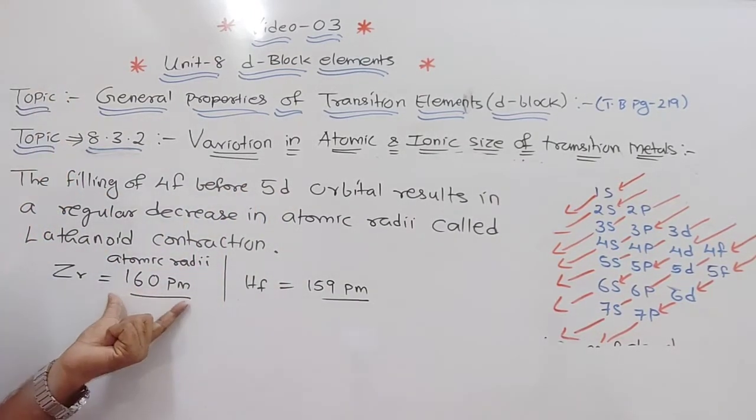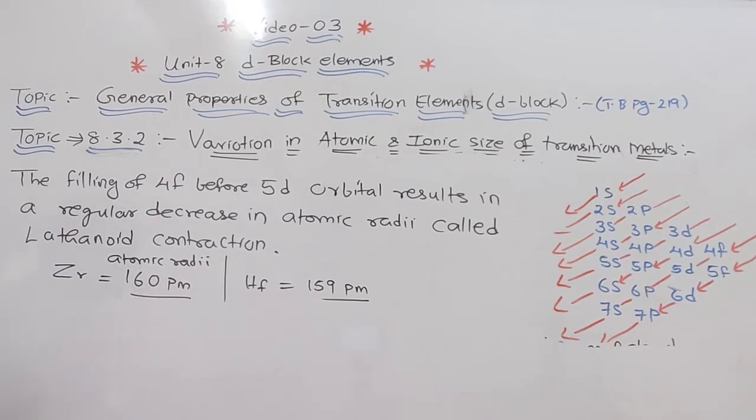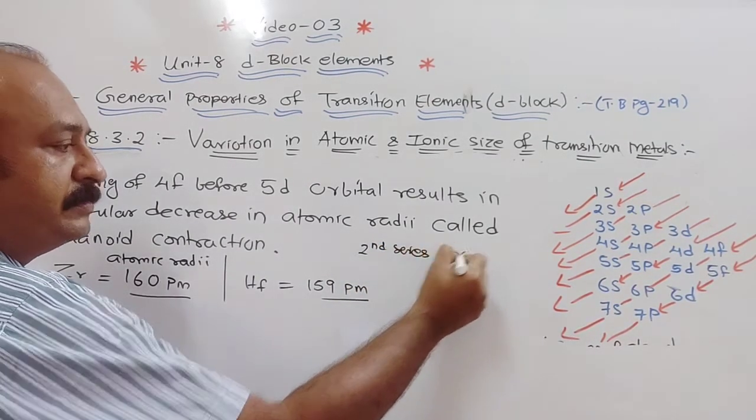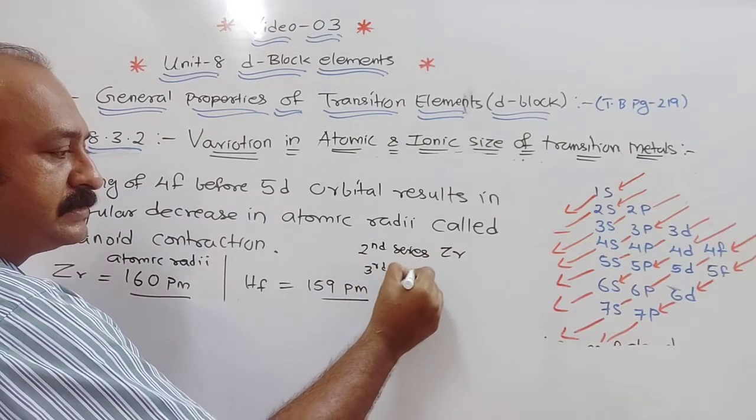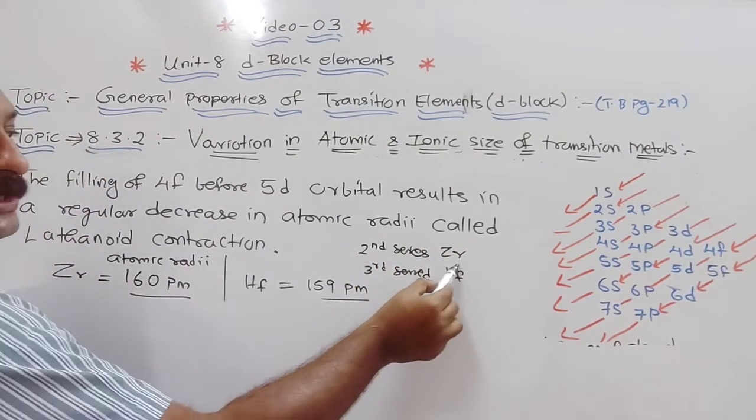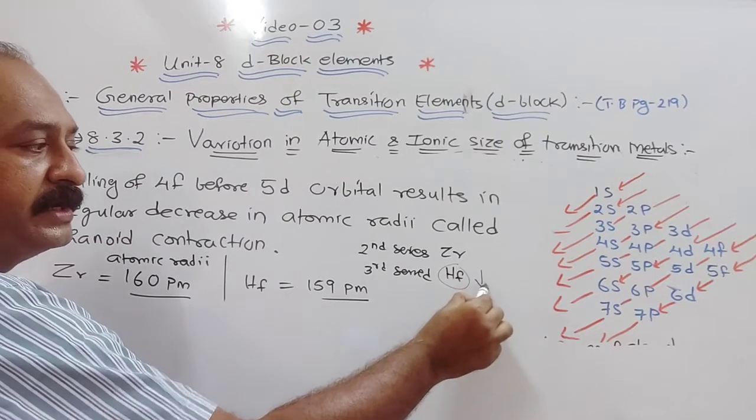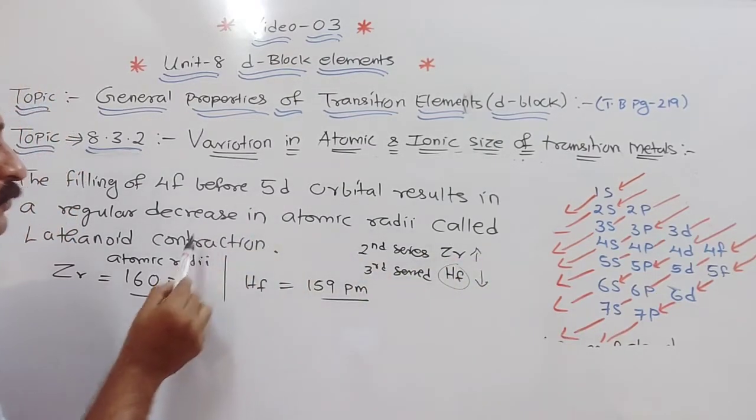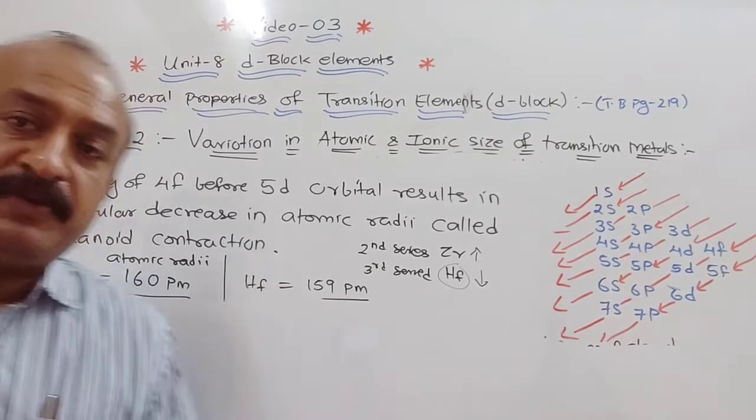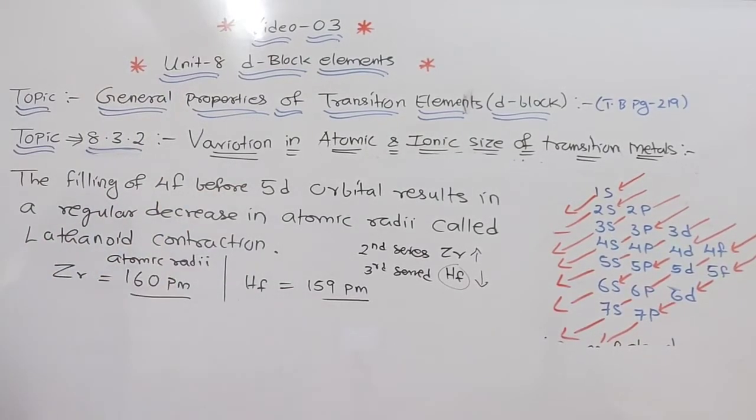And the best example is this. Zr is in the second series, zirconium is there, and in the third series, that is down the group, hafnium is there. So actually this atomic size should increase, but it is decreasing. It is due to which effect? Lanthanoid, because 4f is filled first before 5d orbital.